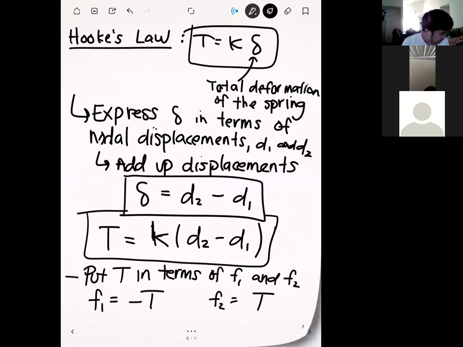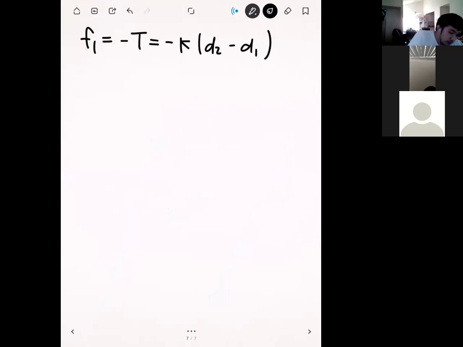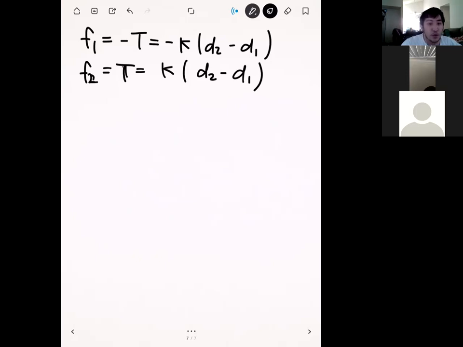And so if we plug in for those expressions, first we have F1 is equal to minus T. If we plug in our formula for T, what we get is F1 is equal to minus K times (D2 minus D1). All I did was plug in for T there. And similarly, we can do F2 is equal to T, which is equal to K times (D2 minus D1).